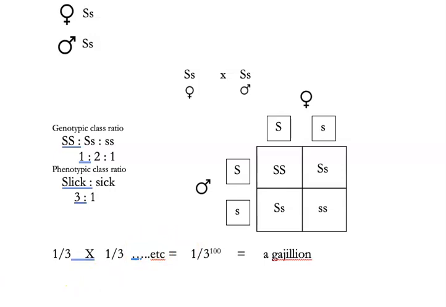I'll follow this up with some answers to those questions on incomplete dominance, codominance, sex-linked traits, and multiple allelic problems. See ya.